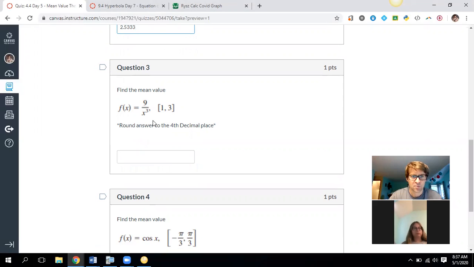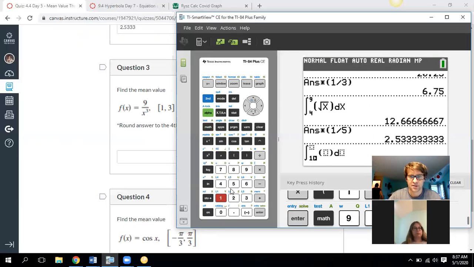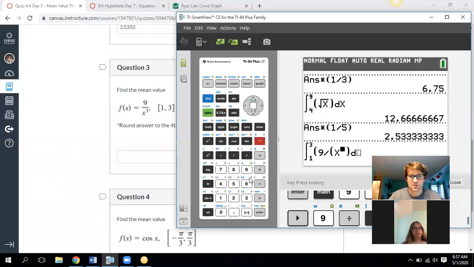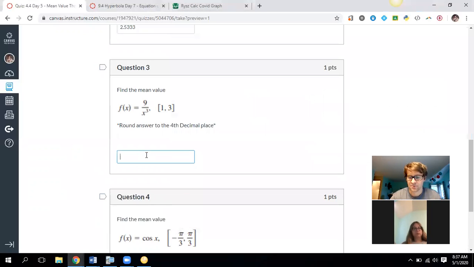So we got another one, from 1 to 3 of 9 over x cubed. We've got to find the total value, math 9, from 1 to 3 of 9 divided by, I'm going to put in parentheses, x cubed. I'll close that parenthesis. Okay, x, that looks right, press enter. All right, so that's 4. That's the total value, but then we need to times that by 1 divided by 3 minus 1, which is 2. So we get an answer of 2. The average value would be 2.